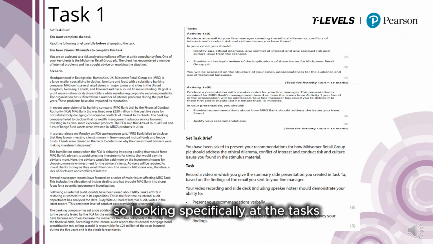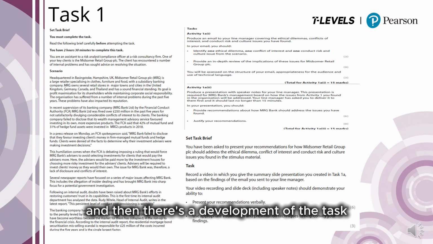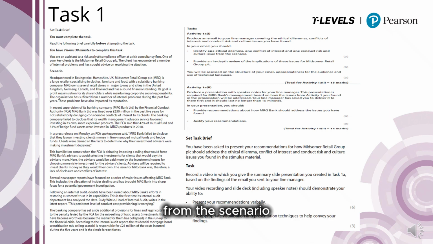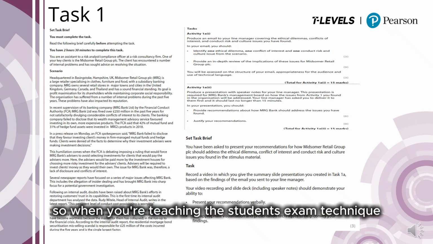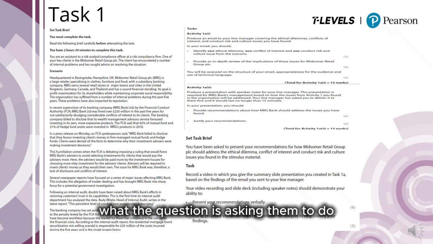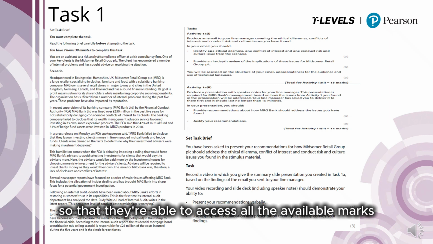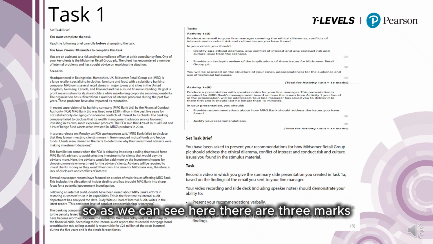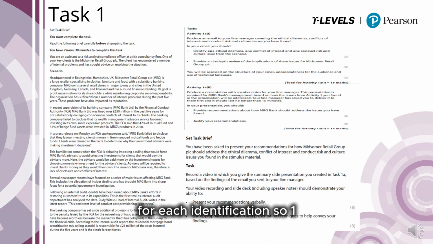So looking specifically at the tasks then, for activity 1A part 1, there's one task there, and then there's a development of the task. They are being asked to identify 1 ethical dilemma, 1 conflict of interest, and 1 conduct, risk and culture issue from the scenario. So when you're teaching the students exam technique, it's going to be really useful for them to understand what the question is asking them to do, so that they're able to access all the available marks. As we can see here, there are 3 marks. So it is likely that they are going to get a mark for each identification. So 1, 2, 3.